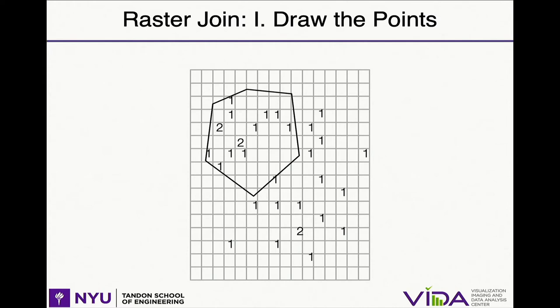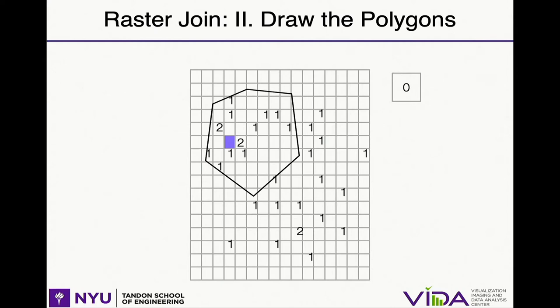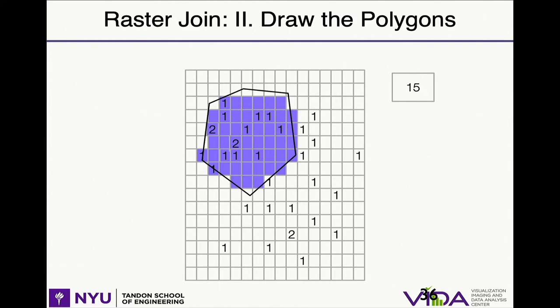Right? And the next operation, in order to find which points lie within my polygon, I do what in graphics is called rasterization. Right? I try to figure out how to fill up the inside of the polygon. As I do that, I keep incrementing the number of points that I have in those pixels. So I have two, I have three, and I keep doing that. Right? So this is very simple, and it's a much easier way of doing that spatial aggregation join, right?